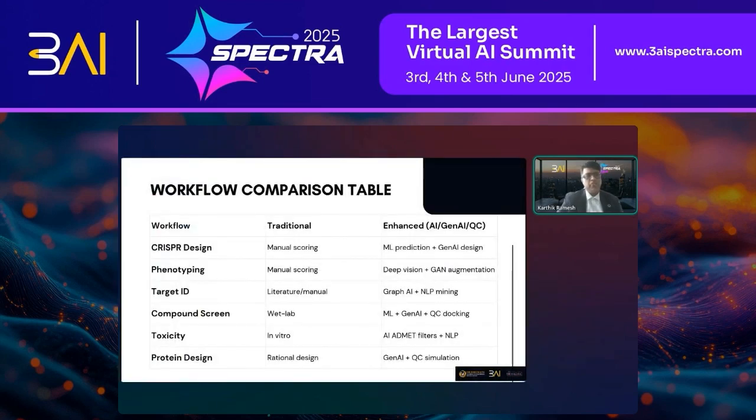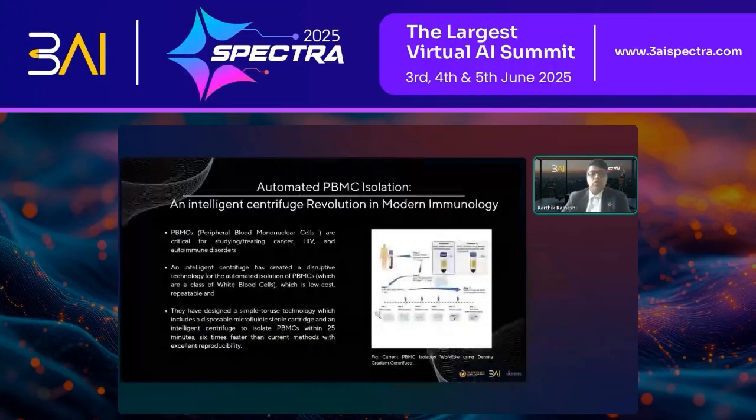For the paucity of time, I'll summarize this in the table. When it comes to CRISPR design, using enhanced AI, Gen AI, ML models, we can build better ML prediction for CRISPR design. For phenotyping, we can use GAN augmentation, deep vision. And for identifying target molecules, compound screening, we can use a lot of AI machine learning. For identifying levels of toxicity, we can use NLP. And for protein design, we can use a lot of simulation based on quantum computing.